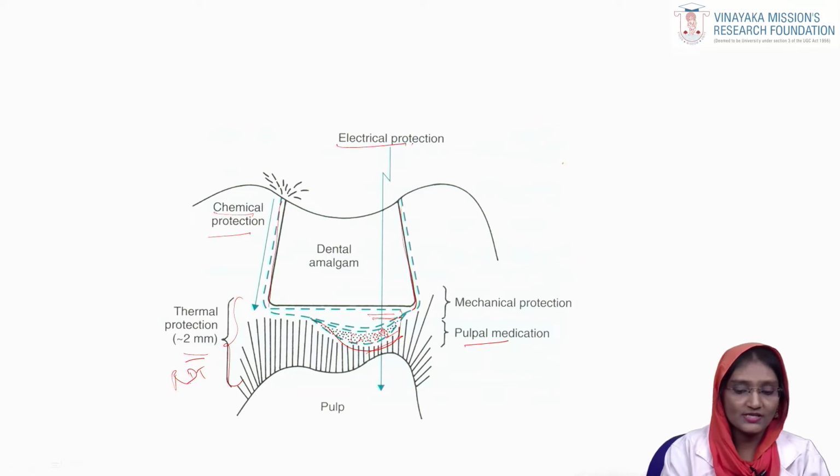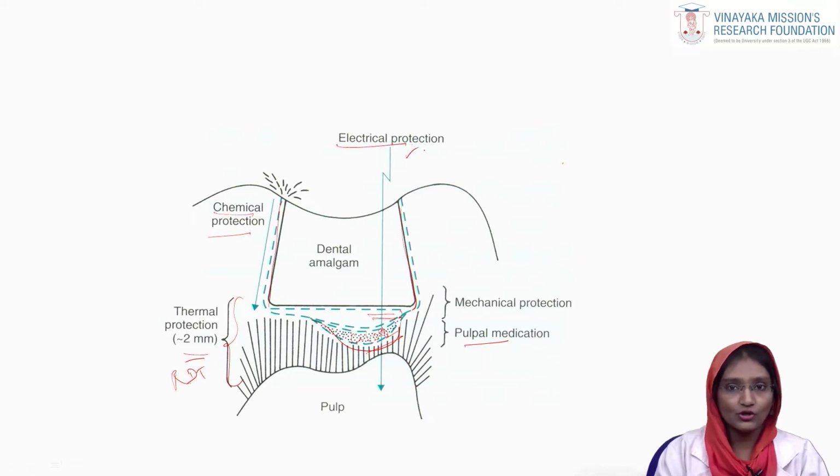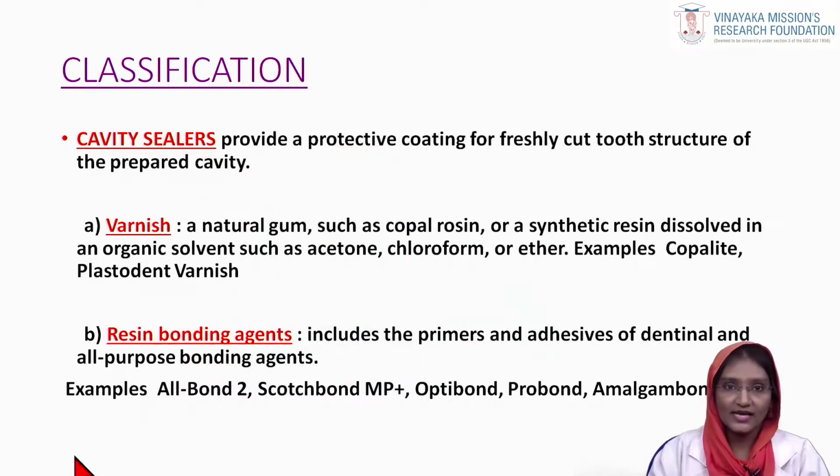Okay, the electrical protection is nothing but due to the galvanic shock, so you have to avoid the two dissimilar metals whenever it is possible. Moving on to the classification.